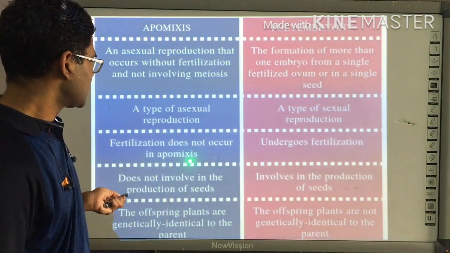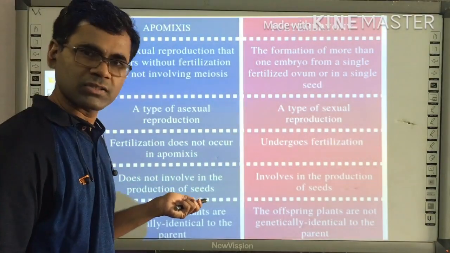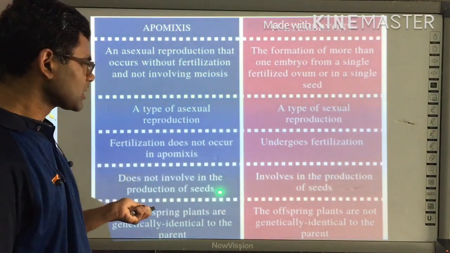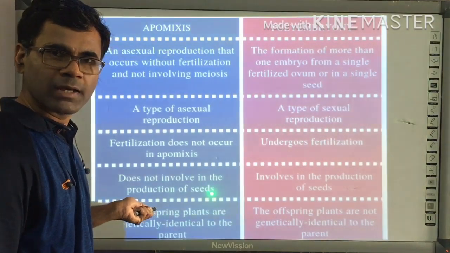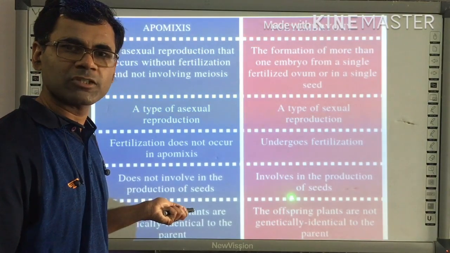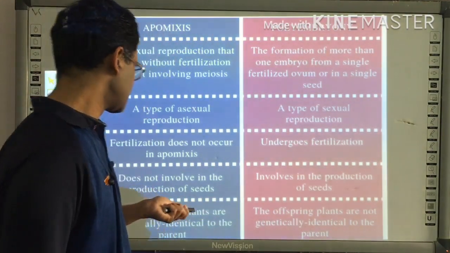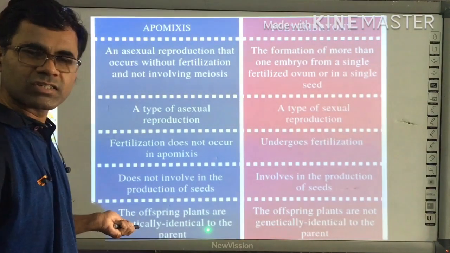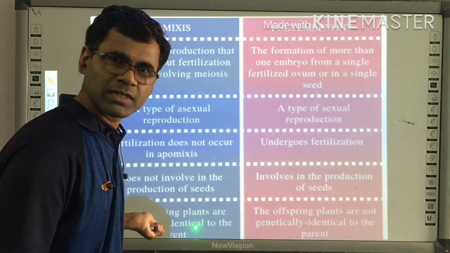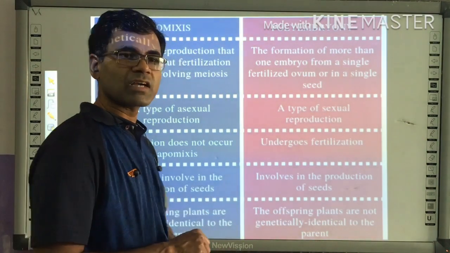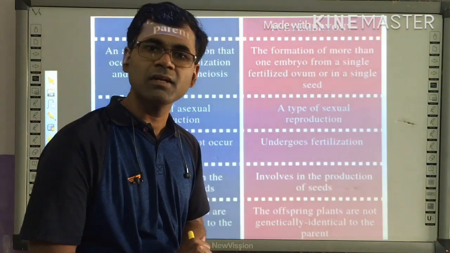Fertilization does not occur in apomixis, and in polyembryony fertilization is a mandatory process, as we have discussed. Apomixis does not involve the production of seeds. No seeds are formed there because no fertilization takes place. And in polyembryony seed production takes place because fertilization took place. And the last one: the offspring of apomixis are genetically identical since it is an asexual mode of reproduction. So all the offspring are genetically identical, while in polyembryony the offspring are not genetically identical.